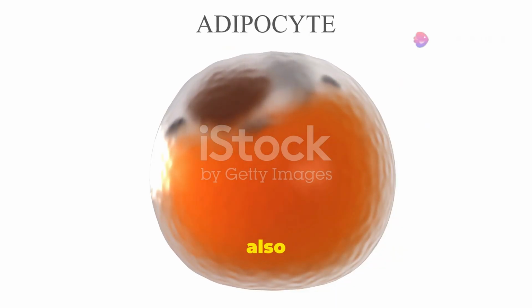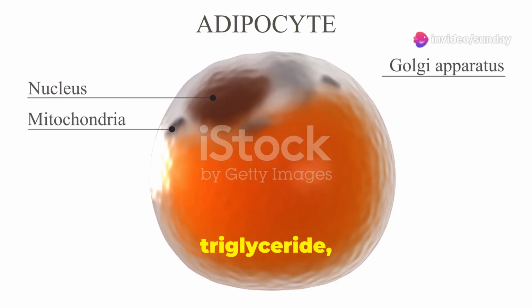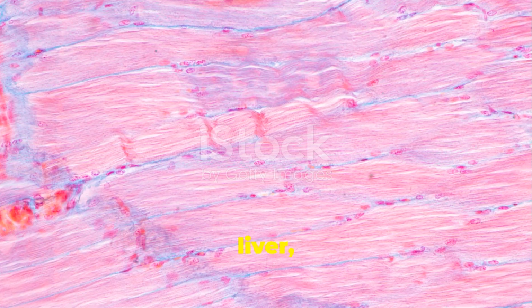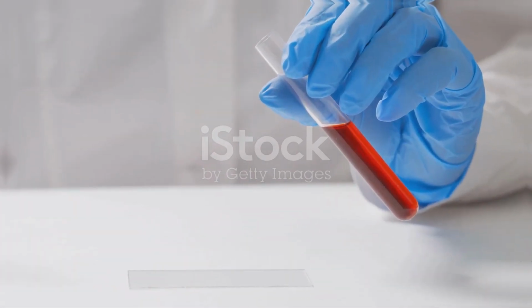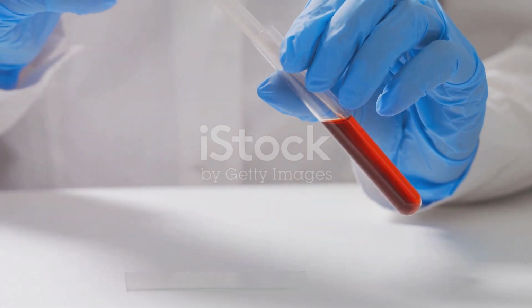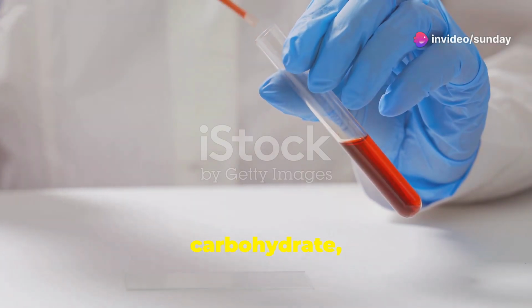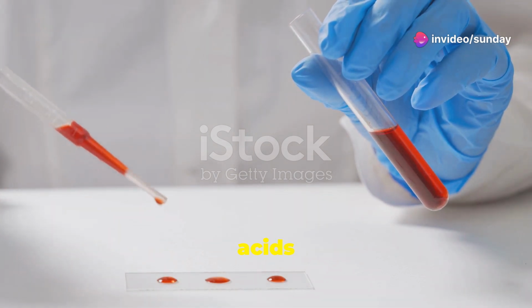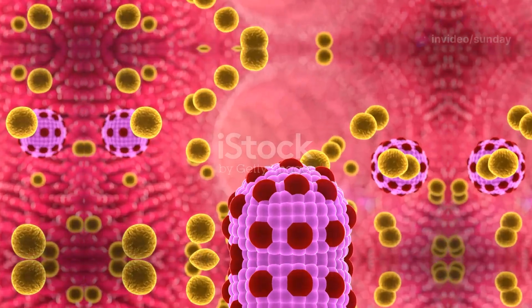Free fatty acids are also derivable from adipose tissues' lipolysis of triglyceride. They are then taken up by tissue cells, for example, muscles, liver, and adipose tissue. Our primary energy source is carbohydrate, but during fasting or low blood glucose, we have free fatty acids as a secondary energy source.